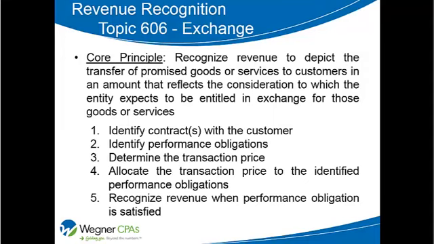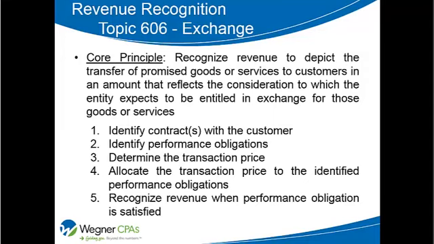All right. So Topic 606, we talked about it. This is if the item is considered an exchange. So there's a few key things that we do when it's considered an exchange. The new revenue recognition policy has these 5 steps. First, you identify the contract with the customer. So what exactly is the contract? You identify the performance obligations. So what is each party required to do? You determine the transaction price. Then you allocate the transaction price to the identified performance obligations.